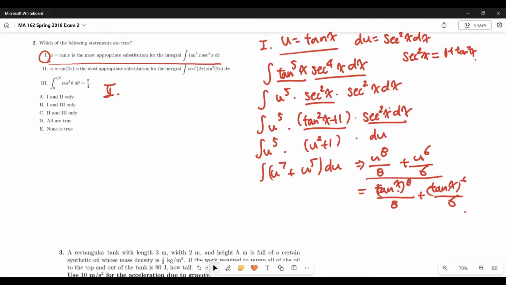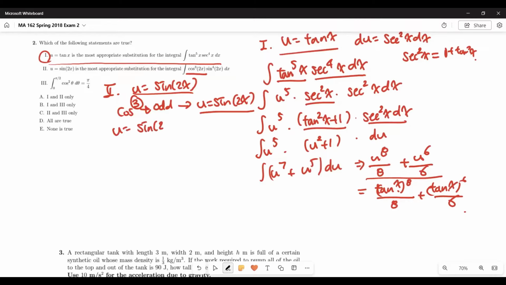So, statement 2: u equals sine 2x is the most appropriate substitution. How do you know it is the most appropriate substitution? Since cosine to the cube power, cosine is odd, that means u has to be sine 2x. So if you don't think it's right, all you have to do is just solve it. So u equals sine 2x, okay. Then du would be 2 cosine 2x dx.